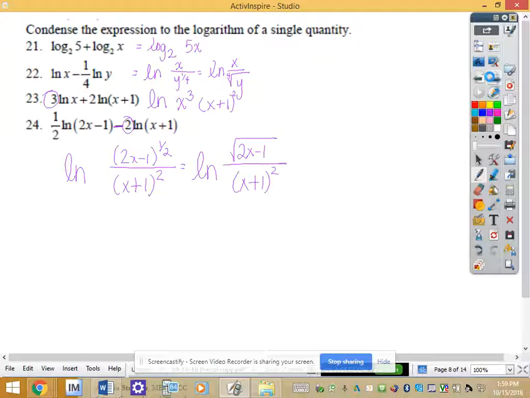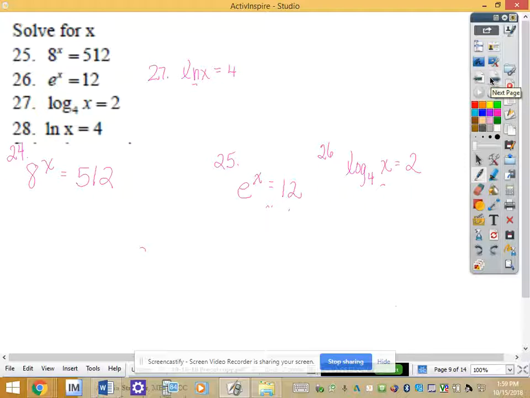Moving on to solving the equations, each of these, remember that your logs must be on the side by themselves. So I have an exponent of base 8, and the way I get rid of that is to raise it to the log of the same base. So I'm going to do log base 8 on both sides. What you do to one side, you must do to the other, right?